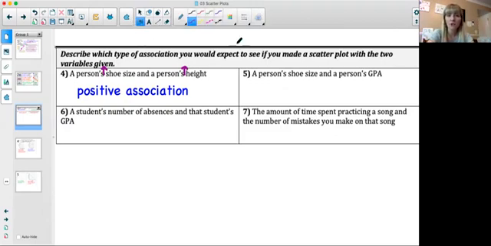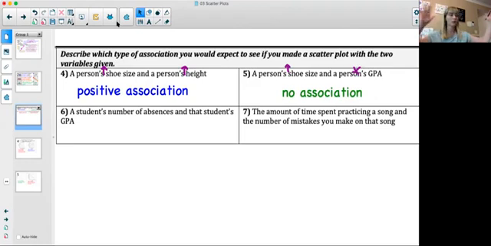What about a person's shoe size and a person's GPA? Let me ask this. What happens as your shoe size increases? What happens to your GPA? Is it like the bigger your shoes are, the higher your grades? GPA is grade point average for grades. Or the bigger your shoes, do your grades go down? Or does the size of your shoes have no impact whatsoever on your GPA, right? There's all kinds of other variables. But I would guess for this one, if we compared those two, we'd just have dots all over the place because there would be no clear association between your shoe size and your grades.